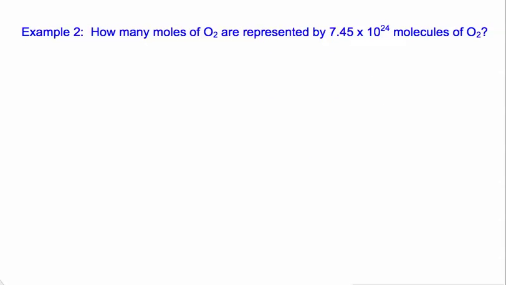In this case, we're asked how many moles of O2, which we would just say is oxygen, are represented by 7.45 times 10 to the 24th molecules of oxygen. So we know that 1 mole of oxygen equals 6.02 times 10 to the 23rd molecules. We know to use molecules because that's what is used in the problem.